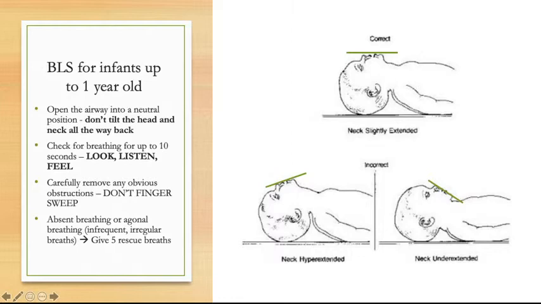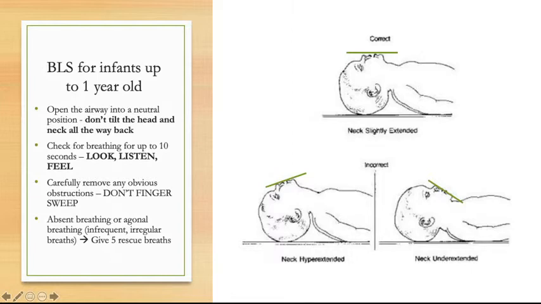So making sure you're not tilting the head and neck all the way back, you then check for breathing and also look for any obstructions in the mouth. If you can see a very obvious, superficial obstruction in the mouth, you can try and remove it, but very carefully. Don't put your finger into the mouth and sweep around, as they call it, to find any obstruction, because you might push the thing further down into the airway.